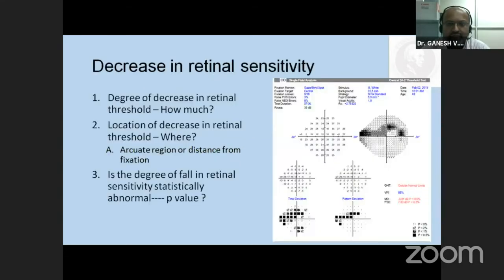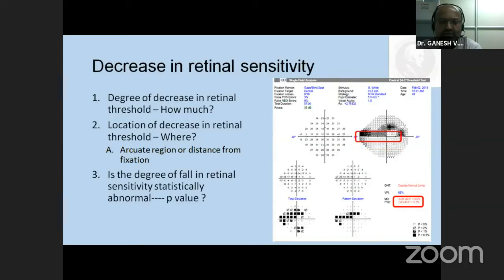Pearls in the interpretation of visual field defects in glaucoma. So when we look at a visual field, what we are trying to find out is whether there is a decrease in the retinal sensitivity or not. And if it is there, what is the degree of decrease in retinal threshold? That is how much. And where is it located? We are bothered about where it is located.